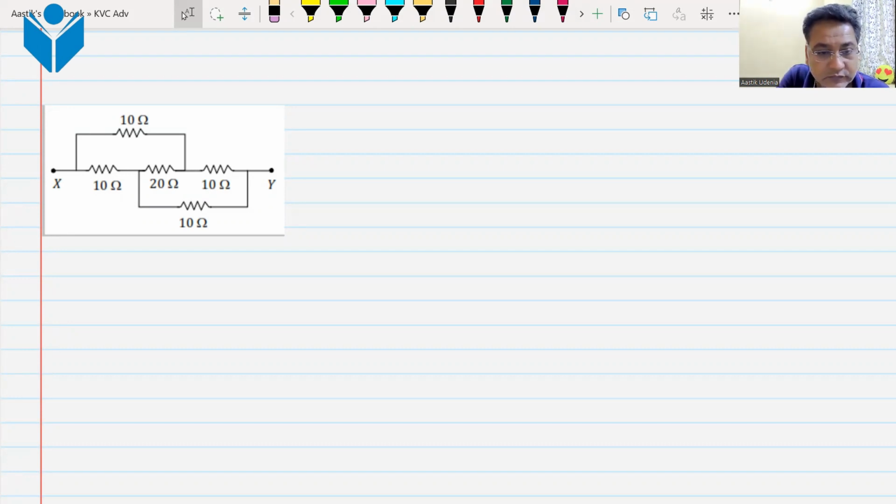Sir, the answer for this one would be 10. As you can see, this is a balanced Wheatstone bridge. Yes or no? Yes, sir. This 20 will not come in the line at all. Yes or no? Yes, sir.